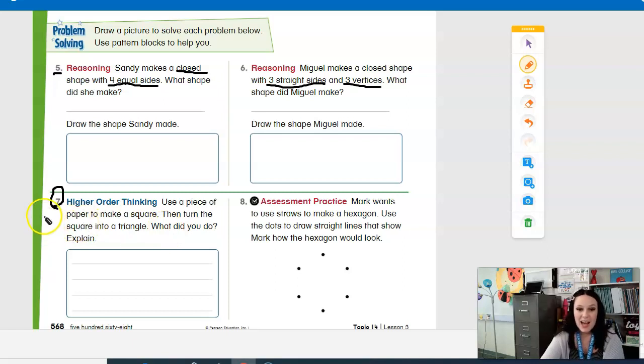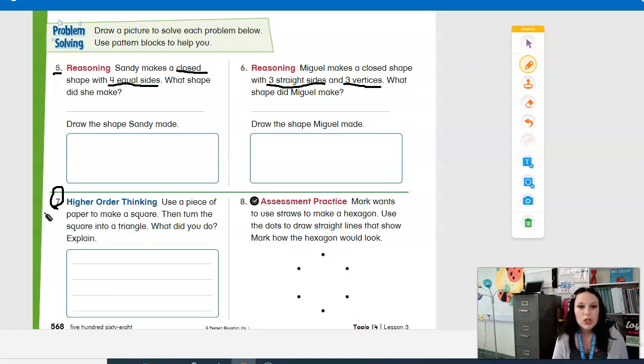So number 7 is a higher order thinking question, which means it makes you think really, really hard to try to answer it. So the question is to use a piece of paper to make a square. Then it wants you to turn that square into a triangle, and it asks you, what did you do, and if you can explain it. So if you want to try this at home with me, you absolutely can. If you need to pause to go get a piece of paper, you can go ahead and do so. If not, just follow along and make sure you write down your answer at the end.